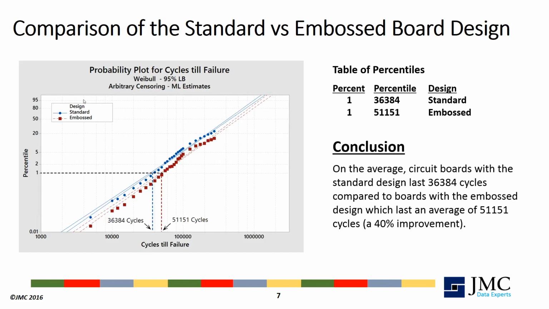Even though the embossed design was more expensive, the manufacturer was able to justify the increased cost by the anticipated improvement in board life and decrease in system failures. In the end, they improved the quality of their systems by switching to the new board design.